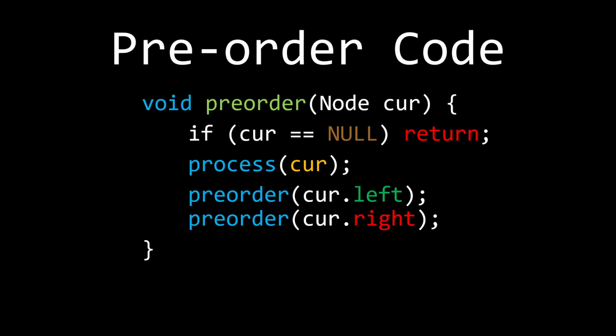Then what we're going to do is process the current node, and we might process whatever the value, whatever things we have inside there. Then we're going to call the preorder function on cur.left, which means go to the left subtree and perform the preorder function on that. And then finally, we have preorder cur.right, which means process the right subtree in the preorder manner as well. And once all that's done, you have successfully performed the preorder algorithm.